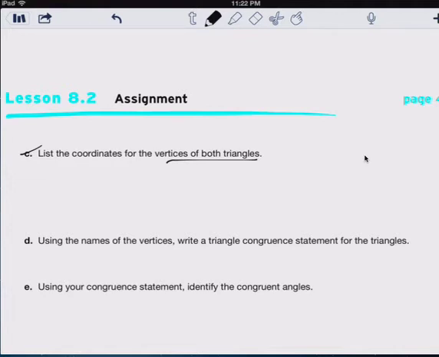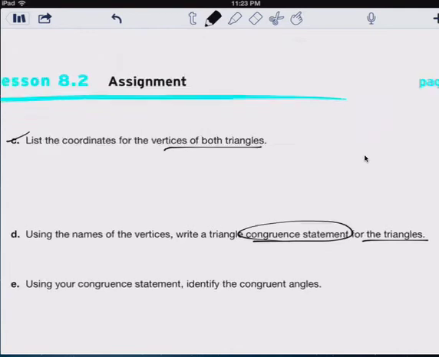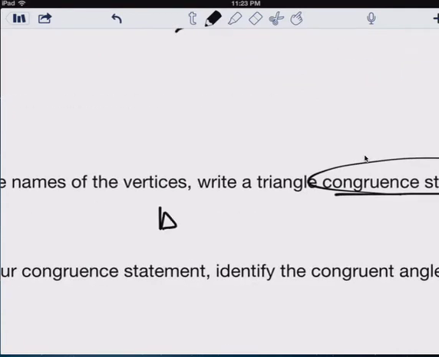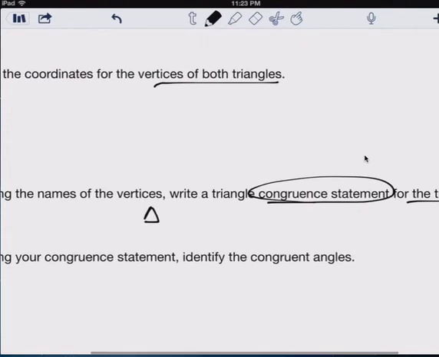Using the named vertices, write the triangle congruency statement for the triangles, naming the vertices. Okay, it's important you do this each time because you guys don't know what a statement is. So the statement is triangle ABC is congruent to triangle DEF.